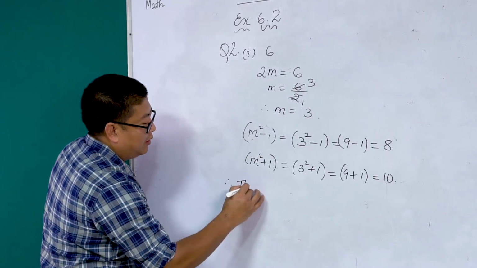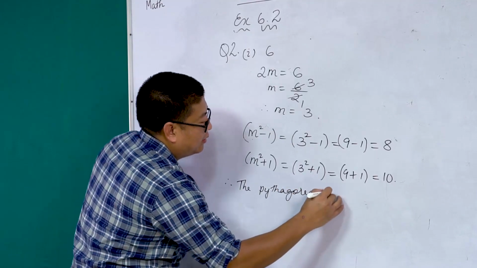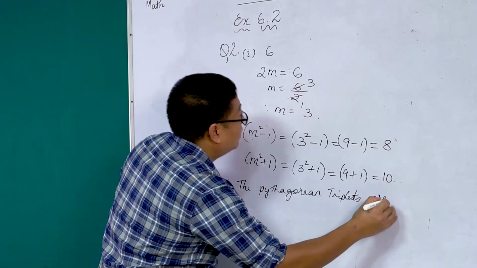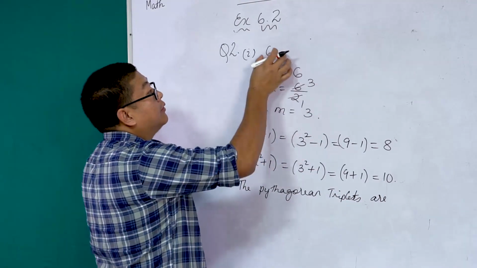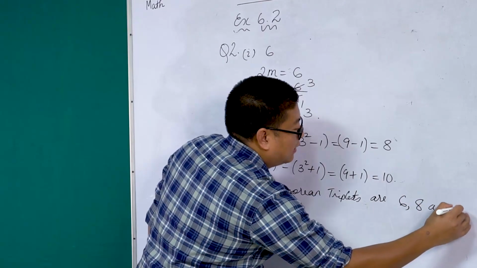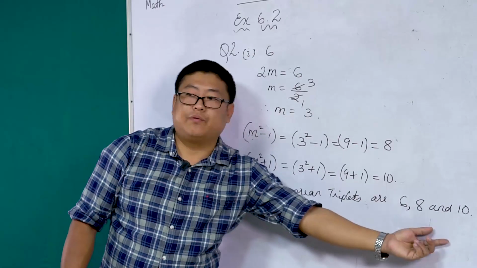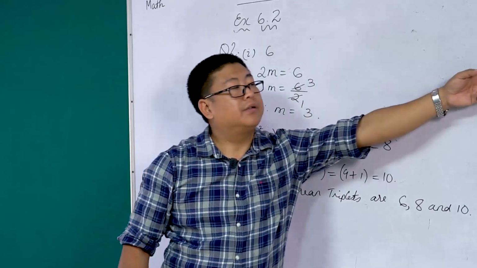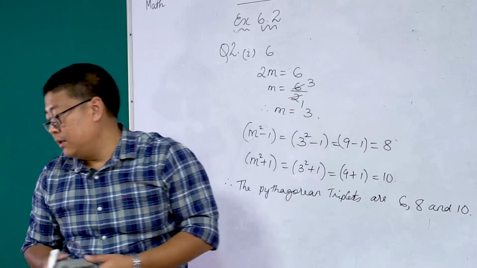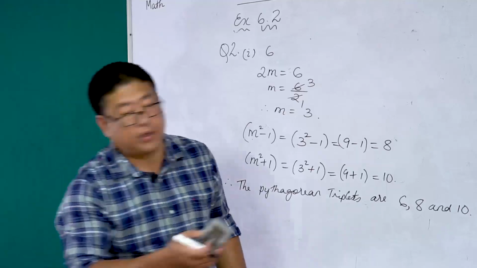Therefore, the Pythagorean triplets are 6, 8 and 10. 6 is already given, 8 and 10 we found out using these identities. I hope this is clear. The same thing will be repeated for the next number. Let me give you an example of the next number also. The next number is 14.